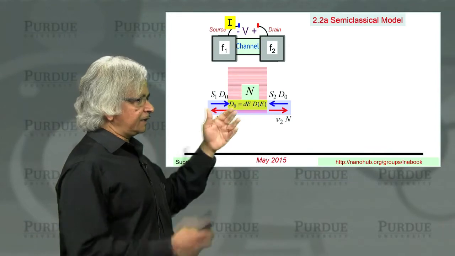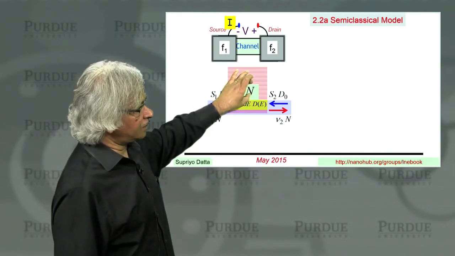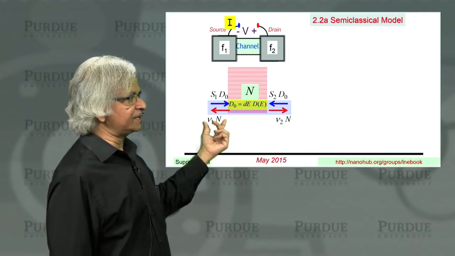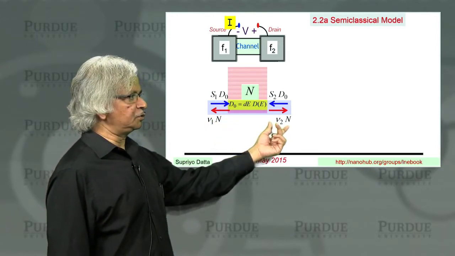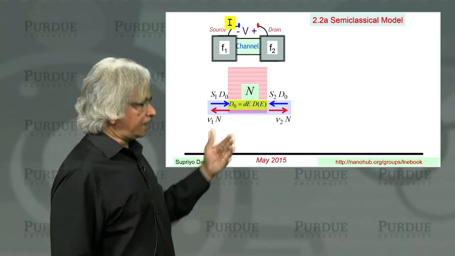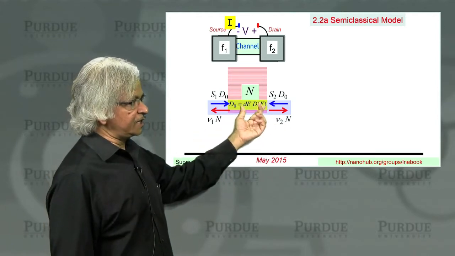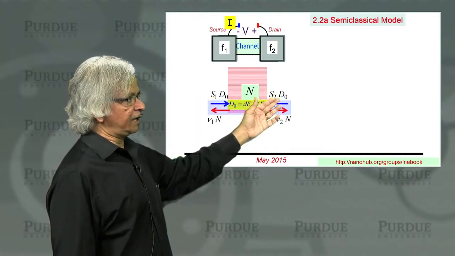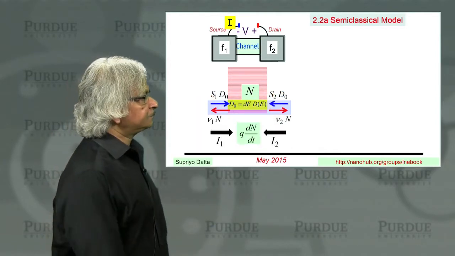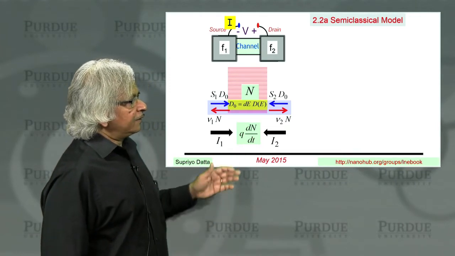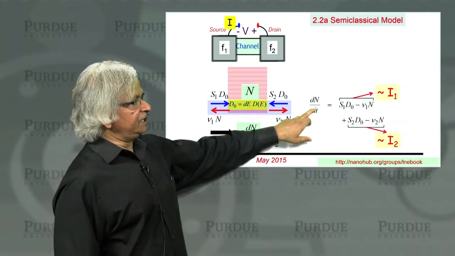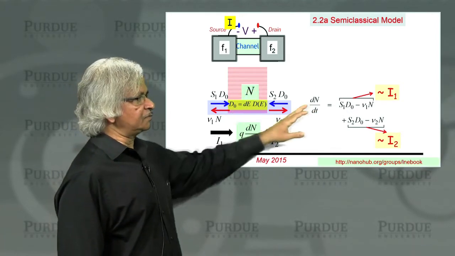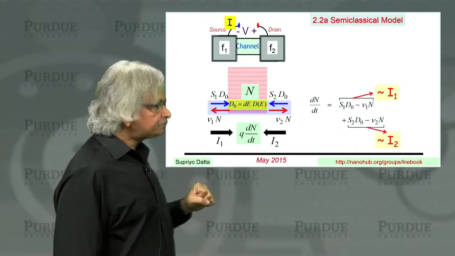And there is this outflow, that is, whatever electrons are in here, they flow out at a certain rate, and the outflow can be written as nu1 times n and nu2 times n. And the inflow depends on how many states you have here, that's D0, and then there's this constant S1 and S2. And we can write an equation for dN/dt, the rate at which the electrons change inside the channel, in terms of this inflow and outflow.